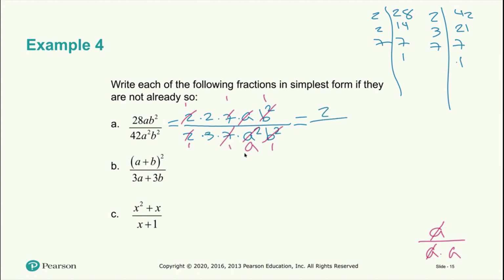And on the bottom, if you notice, we have 3 times a, so 3a. So there is the simplest form of this fraction right here. Okay, next we have this one. Now, there's not much factoring I can do up there, but I noticed down here I have a common factor of 3, right? So we can go ahead and factor that out.